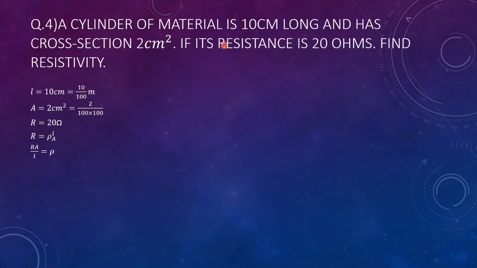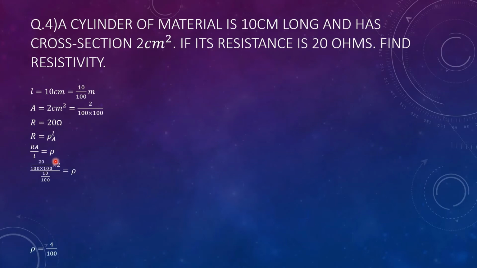Again, a cylinder of material 10 centimeter long, its length that is given in centimeter, first of all will change into meter. Area of cross section A is 2 centimeter squared, this also we have to change into meter squared. Its resistance is already given, 20 ohms. Now relation between resistance and resistivity, R equal to rho L upon A. L upon A transferred to the left side, R into A upon L equal to rho.